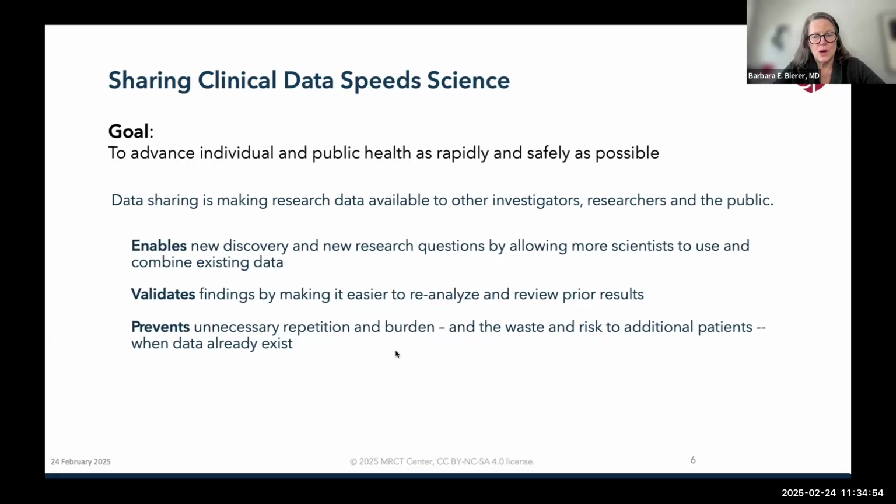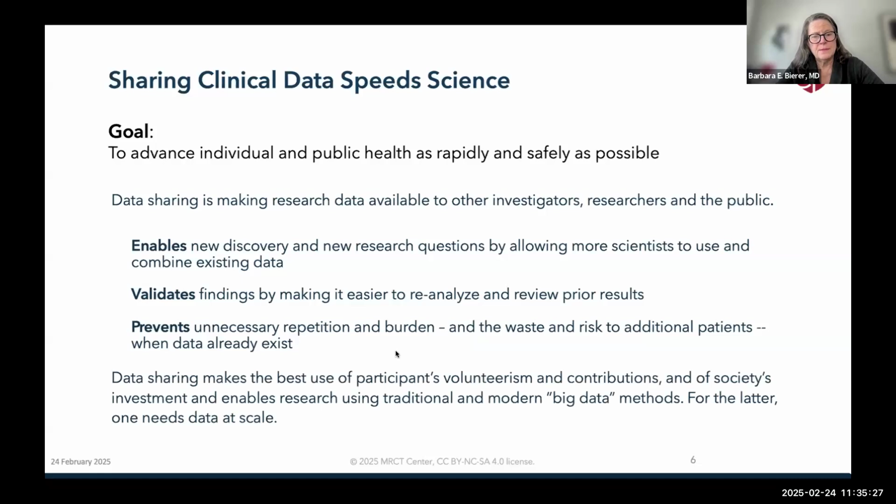Why collect it again? Why put people through that data collection if the data already exists? There are reasons to believe, in rare diseases particularly, that more data is better and that we will get a better sense. But for very common diseases, we should be able to advance based on common data sets and accrue new data over time, but not prevent the analysis of the data accrued to date. And it makes the best use of participants' volunteerism and contributions and of society's investment.